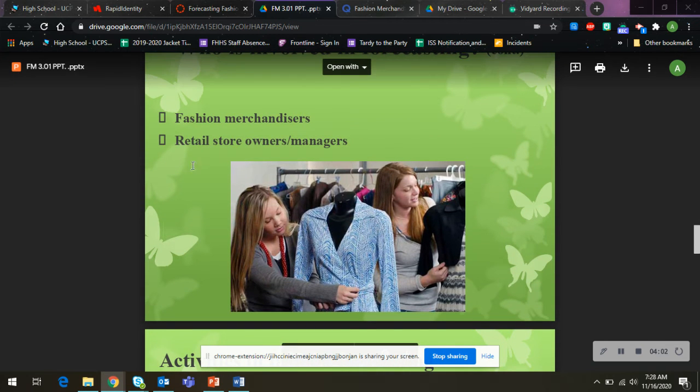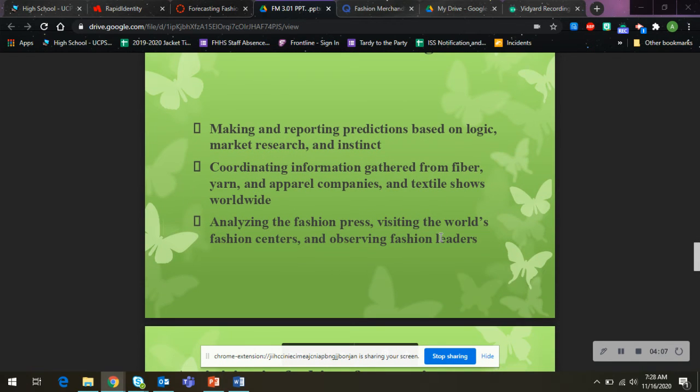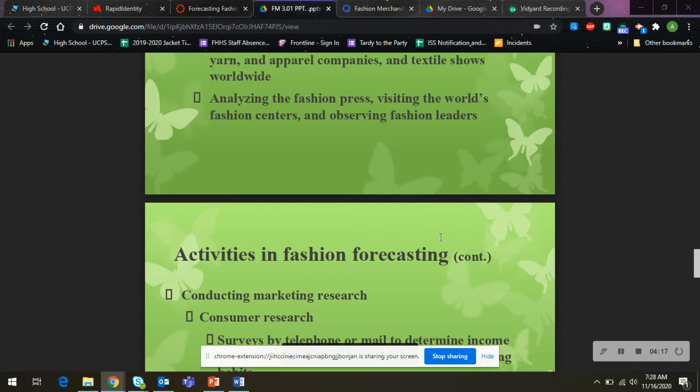Fashion merchandisers, so retail store owners and managers are also part of forecasting. Activities are making and reporting predictions off of the logic and the research, coordinating information gathered from fiber, yarn and apparel companies, and then analyzing the fashion press. So what is happening with fashion leaders, what's happening with the world's fashion centers, which is what we went over last week. So in Atlanta, in China, in all of those places.